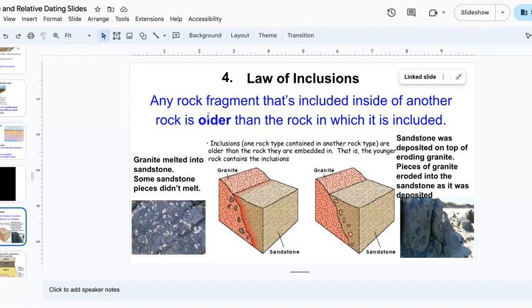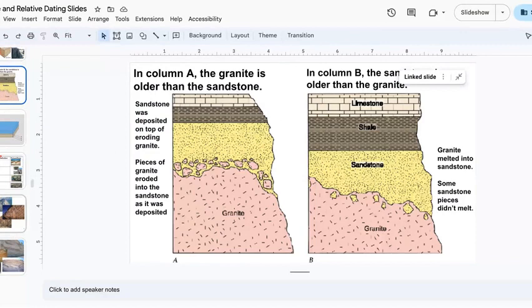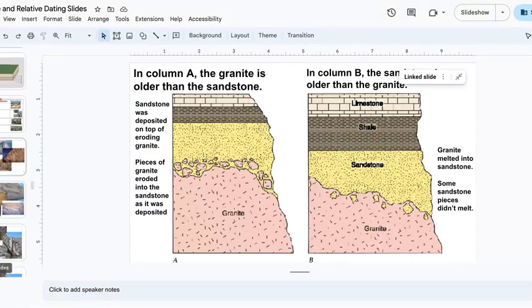So inclusions are older than the rock in which they're included, no matter how violent or how gentle the process. I want to emphasize that there's a different term: there's inclusion, and then there's intrusion.